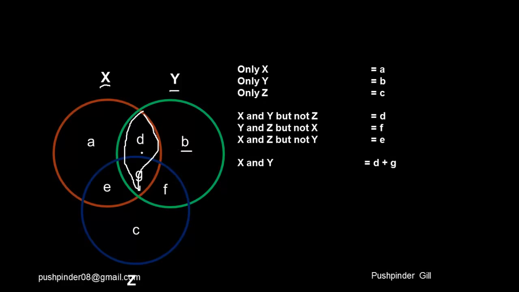And X and Y is equal to D plus G, X and Z is E plus G, Y and Z is F plus G, right? So all 3 is equal to G. So this is pretty simple stuff.